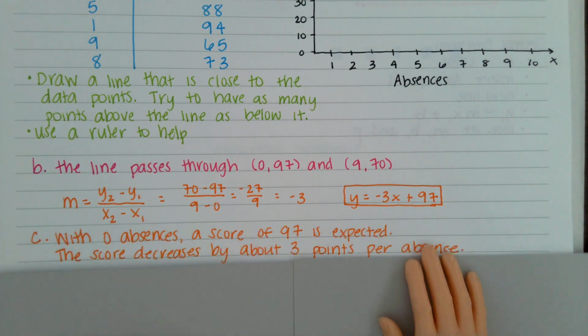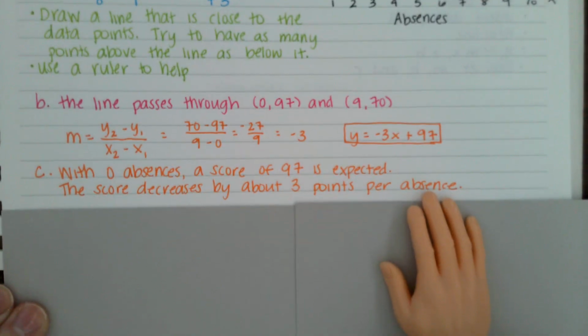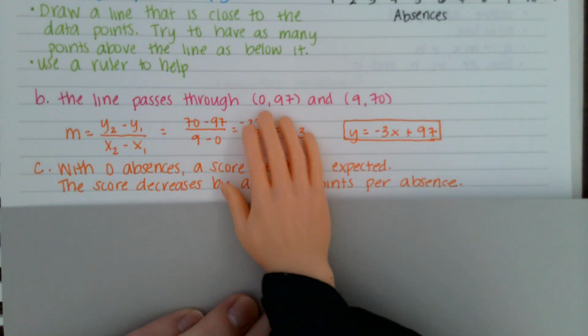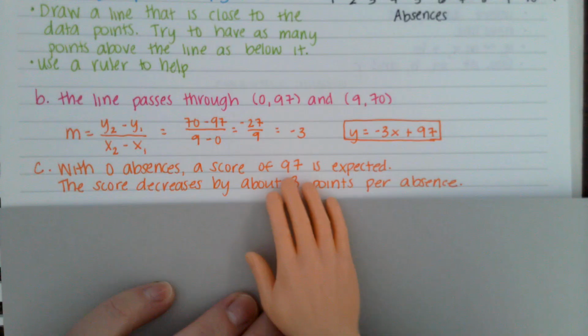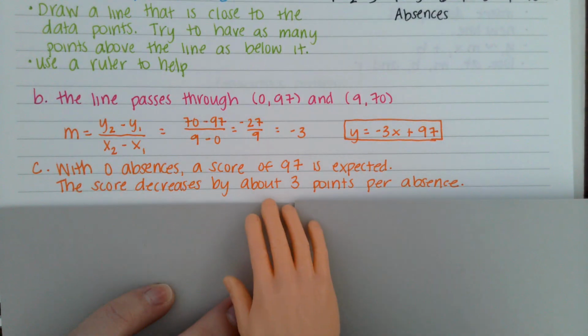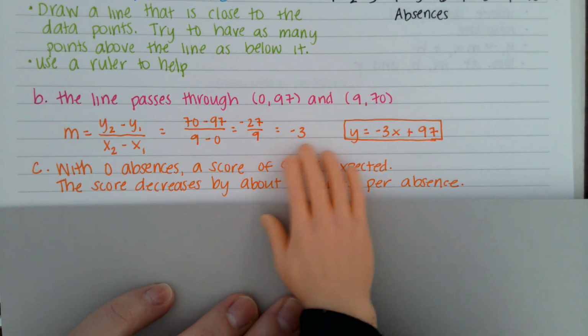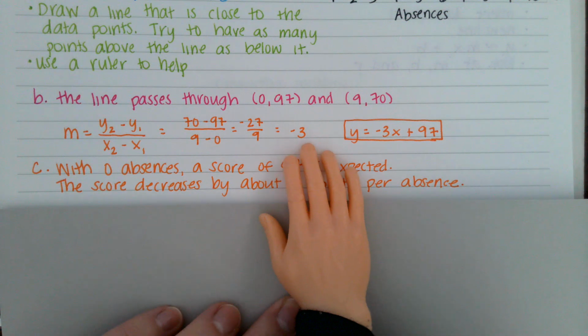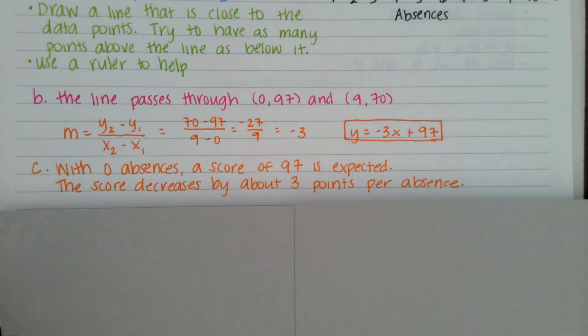And then we plug it into slope-intercept form, and this is my equation of the line of best fit. So we can say that with 0 absences, a score of 97 is expected, and the score decreases by about 3 points per absence. So that's what the slope means.